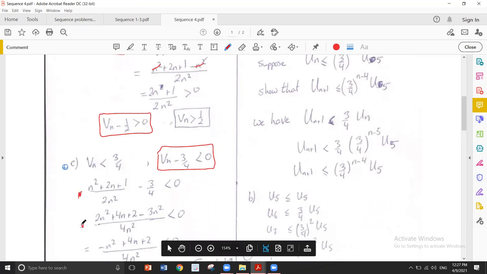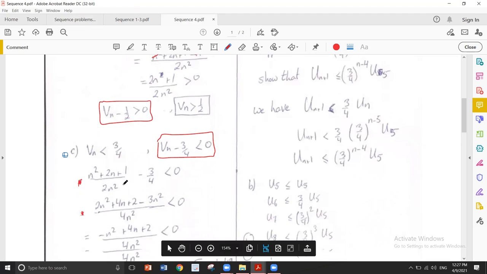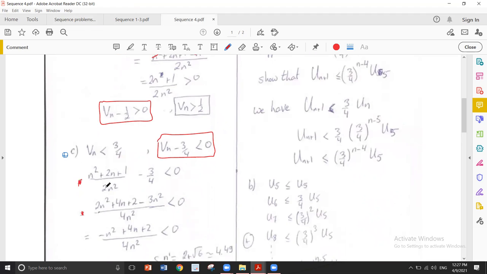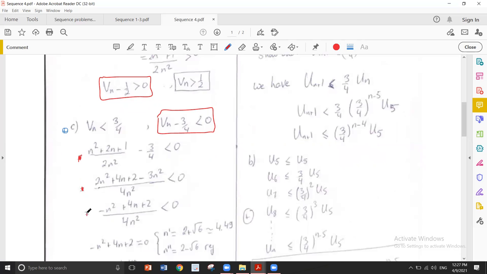We take the LCM, which is 4n squared. n squared is n squared. LCM between 2 and 4 is 4. 4n squared divided by 2n squared is 2. We get 2n squared plus 4n plus 2 minus 3n squared over 4n squared. Without the equal here also, we get minus n squared plus 4n plus 2 less than 0.